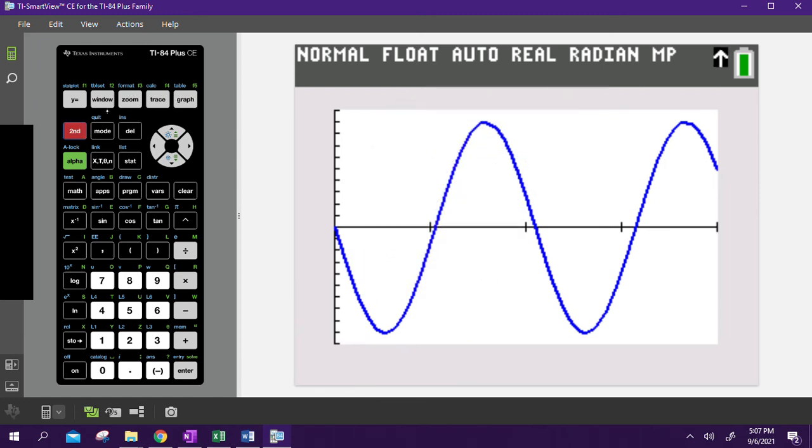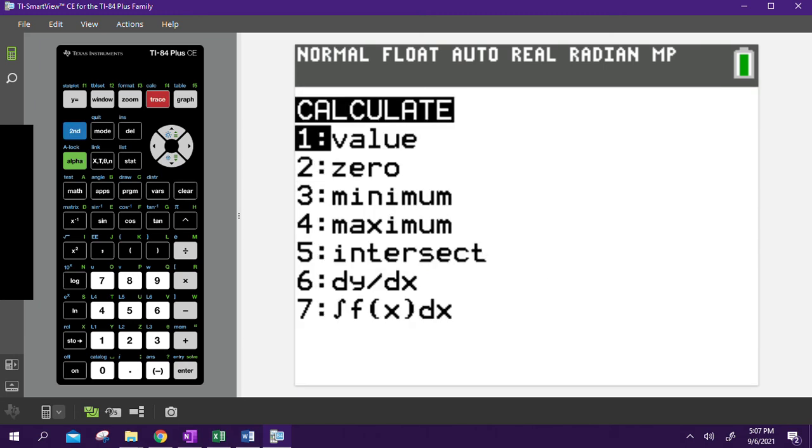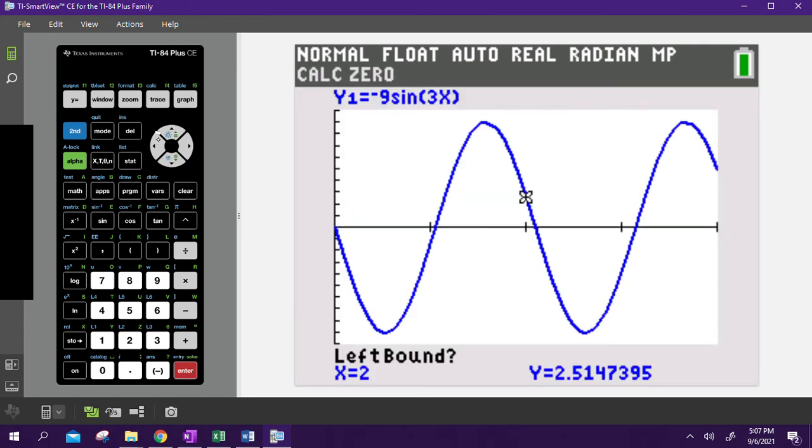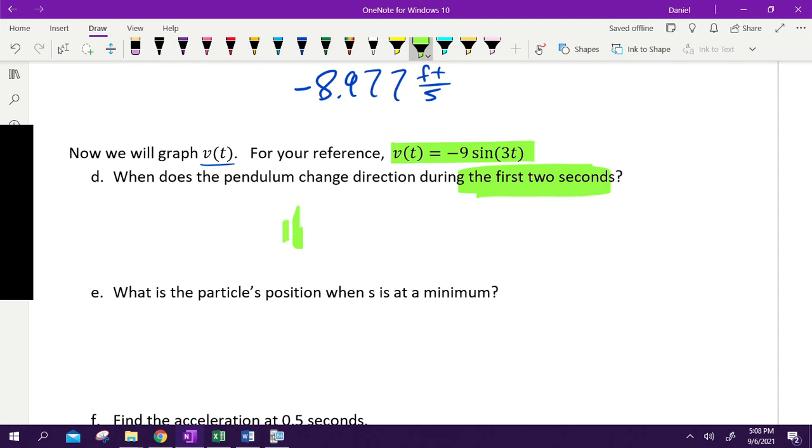Okay, so second, calculate. What would I want to calculate here if I want to figure out when it crosses the x-axis? That would be the zero. I'm going to move my cursor to the left side of where I think it hits 0. Hit enter. Move it to the right side of where I think it crosses 0. Hit enter. Hit enter a third time. Boom, 1.047. The other time it changes direction is outside of 2 seconds, so I'm not worried about that one. 1.047, that was going to be my time.